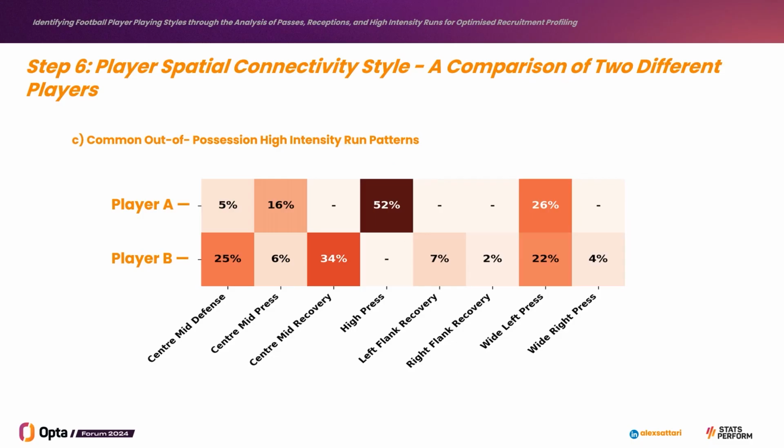Center mid defense is 25%, and center mid recovery is 34%. But player A had 0% recovery. So this is probably a defensive midfielder that really goes back and then recovers the ball.